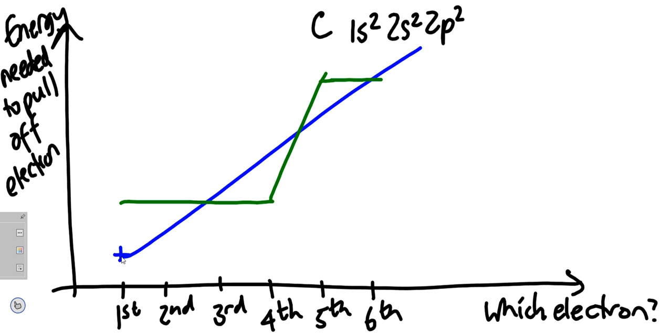Or you might have thought, well, okay, we've got 2 electrons in a 2p subshell, so they're easy to take off, and then we're going to have a step up to the third and the fourth, and then a step up to the fifth and the sixth. So we have 3 options. Surely they can't all be right.